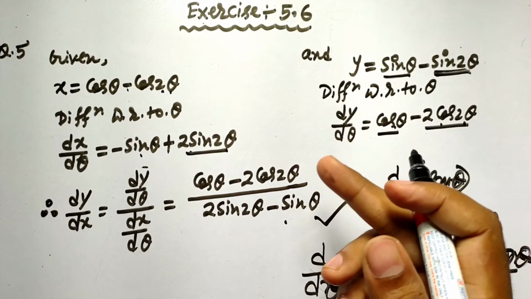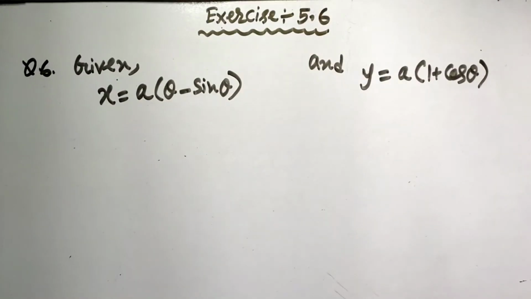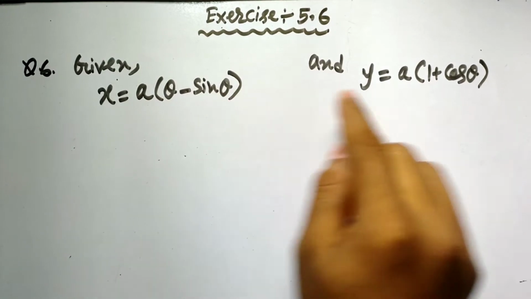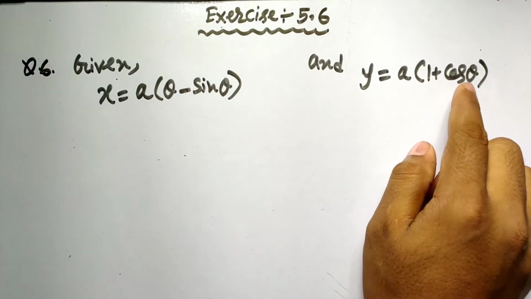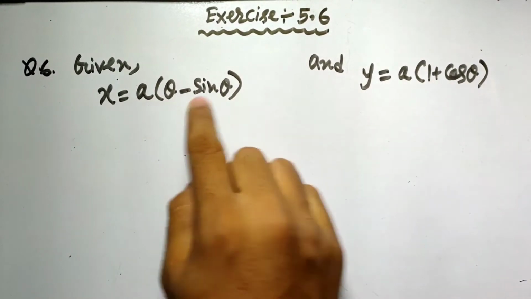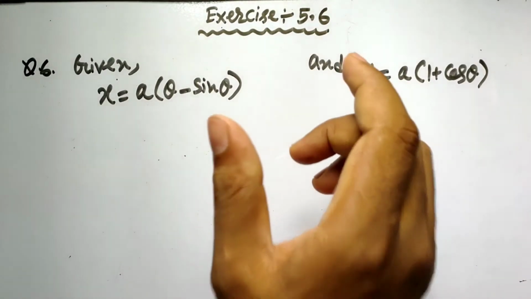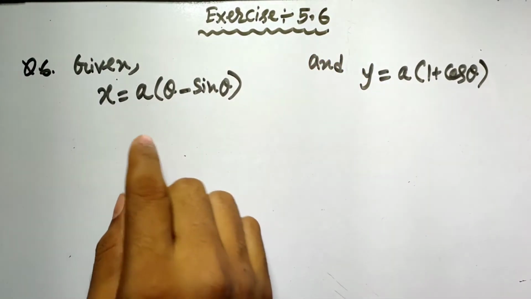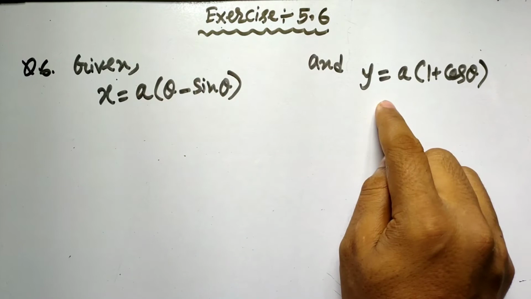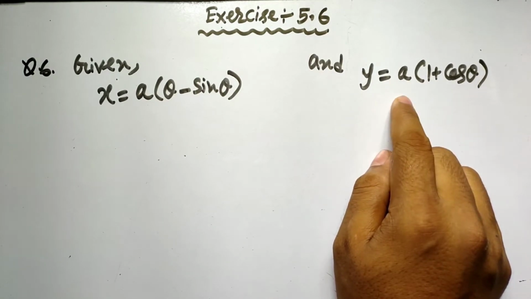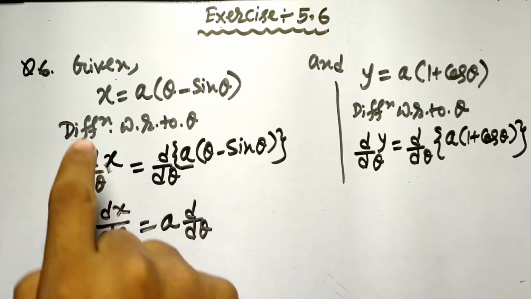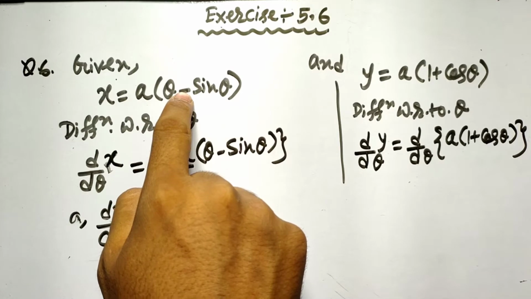So next we will solve question number 6. In question number 6, what are the given equations? x equal to a into theta minus sin theta and y equal to a into 1 plus cos theta. So what is your parameter here? In both equations the common variable is theta, so theta is your parameter. So you have to differentiate this equation with respect to theta, and similarly differentiate this equation with respect to theta. So write down, differentiate with respect to theta. I have given d by d theta on both sides.